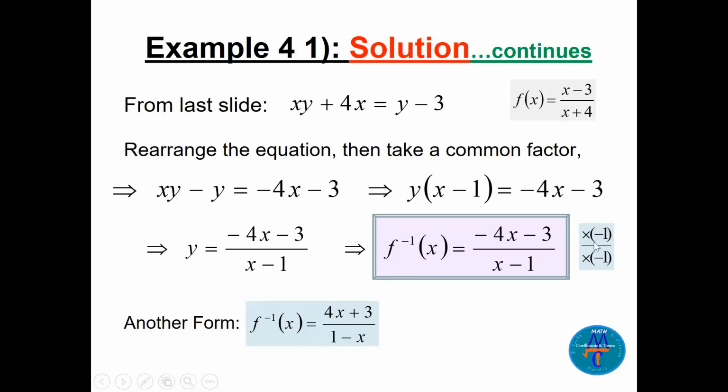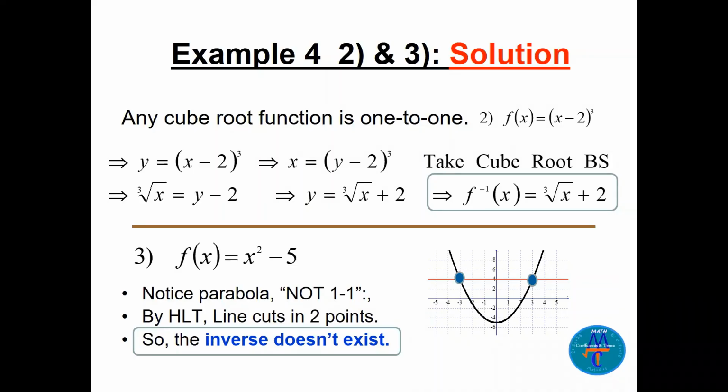Now you can find another form. You can multiply up and down by minus 1. So you get (4x plus 3) over (minus x plus 1), or 1 minus x. This is the same inverse, just another form. Now let's look at part 2, the cubic function, f of x equals (x minus 2) cubed. Replace f of x by y, interchange x and y, take the cube root of both sides, so the cube root of x will be y minus 2. Solve for y, this is the y, that's the inverse. Now number 3, in example 4, it's a parabola, x squared minus 5, shifted down 5 units.